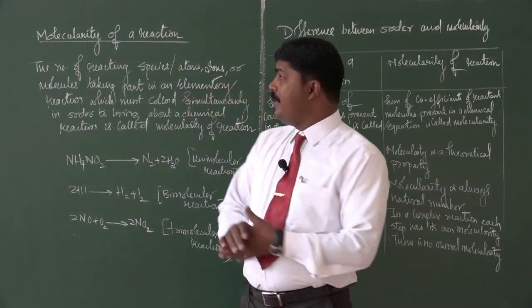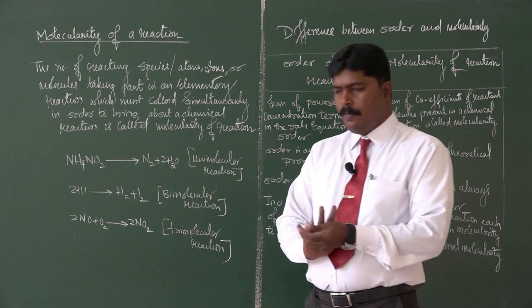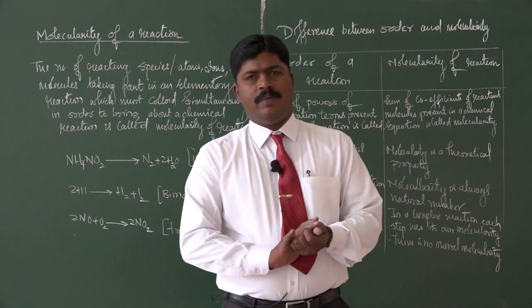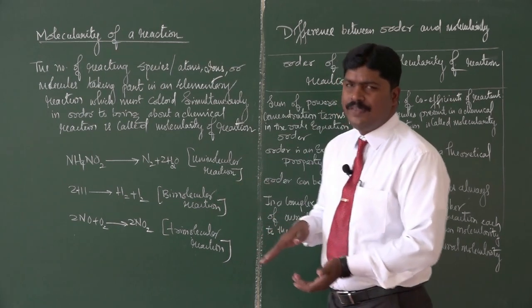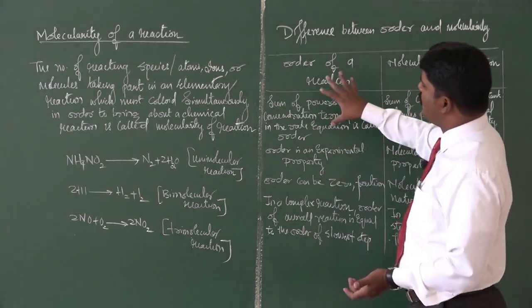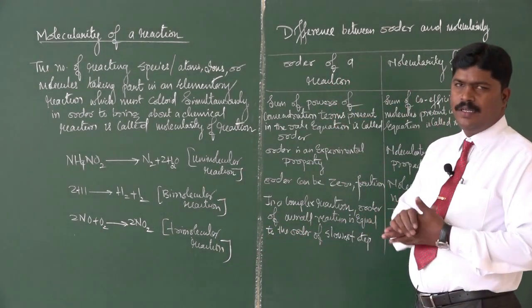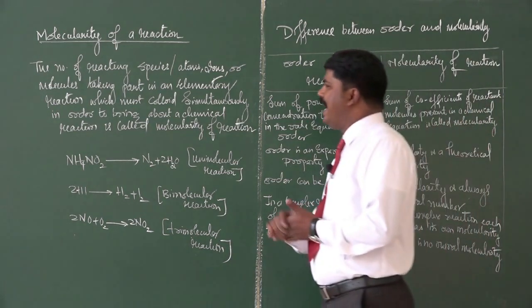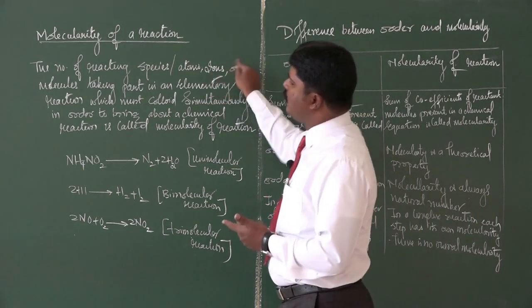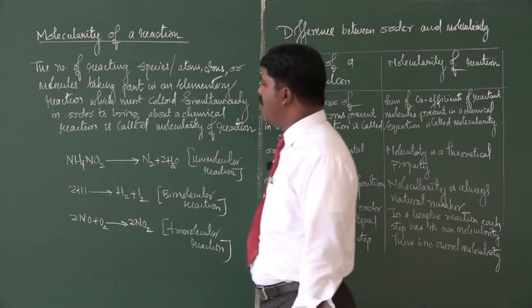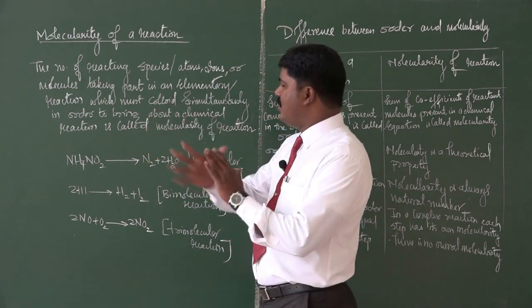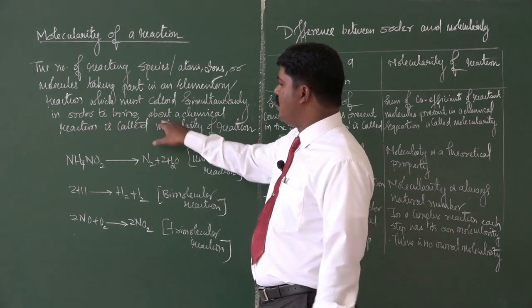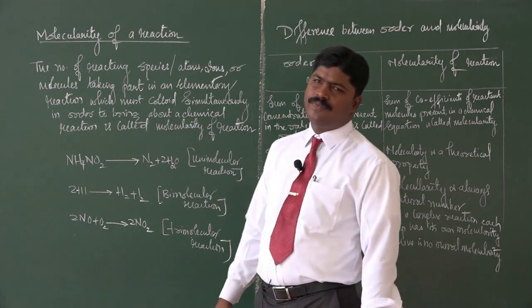Now, as we have completed the rate determining step, we move on to something called molecularity. Then I will differentiate between order and molecularity. The number of reacting species, atoms, ions or molecules taking part in an elementary reaction which must collide simultaneously in order to bring about a chemical reaction is called the molecularity of the reaction.